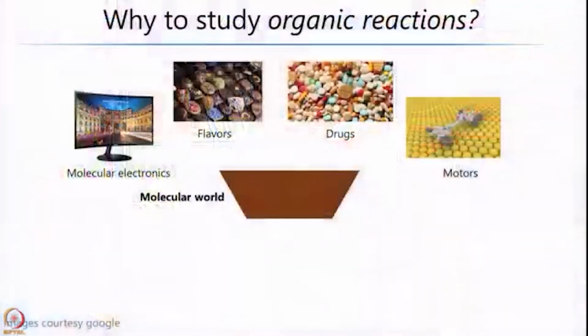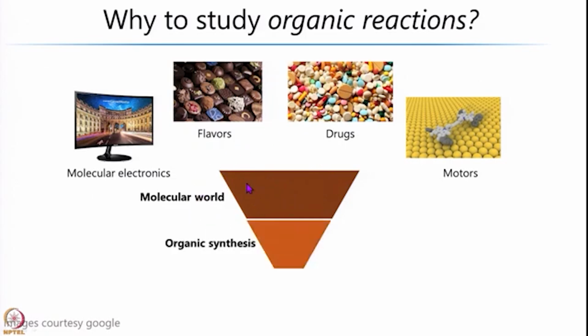So, all of this is what we call the molecular world, and this molecular world hinges very critically on what is called organic synthesis. By this I mean, if I want to use a given molecule in any of these applications or other kinds of applications, in the first place one should be able to make them in the desired purity and in the desired conformation, configuration and all kinds of things. So, that is where organic synthesis plays a very critical and pivotal role.